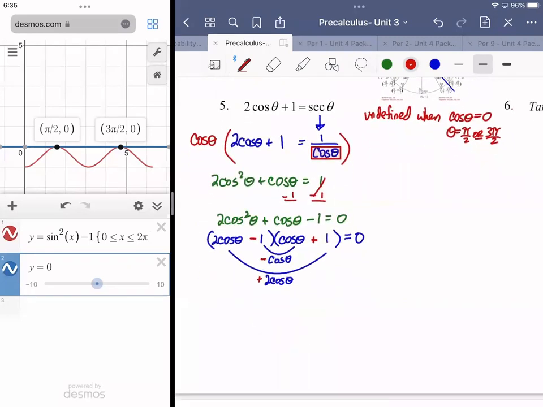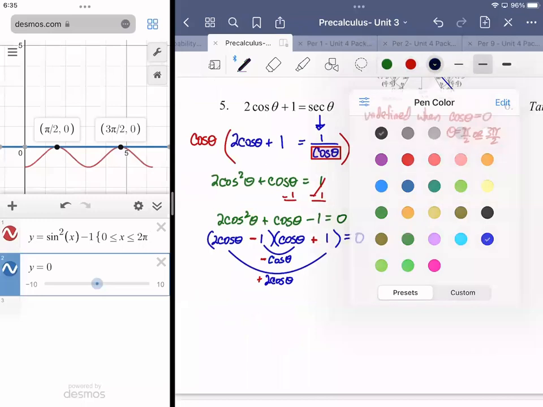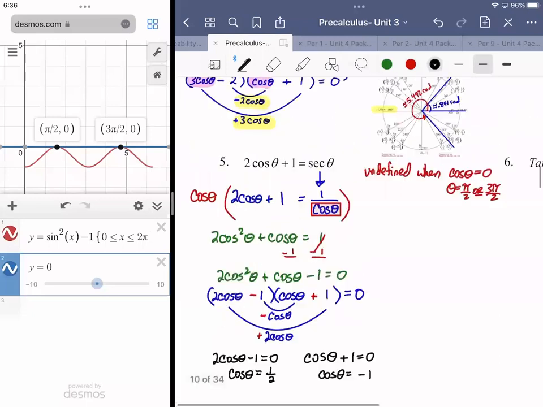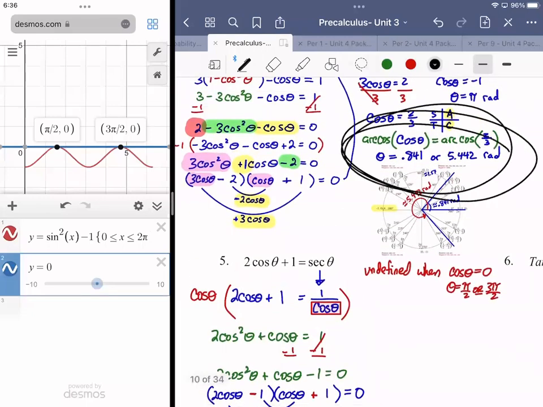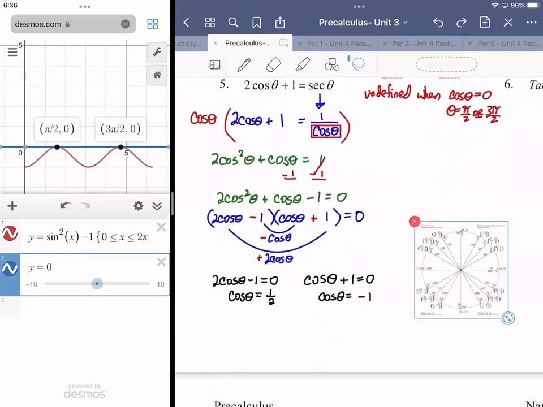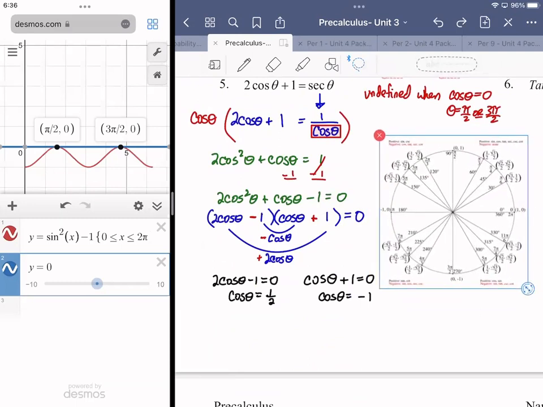All right. But that's where things kind of ease up a little bit. Because when I set each of these factors equal to 0, I don't get the mess that I got with number 3. And the reason is, when I solve, I get cosine of theta is equal to 1/2. That's a unit circle ratio. I get cosine theta equal to -1, also a unit circle ratio. All right. When I got 2/3, it required me to do all this other stuff. But when it comes to unit circle ratios, it really is just picking it off of the diagram.